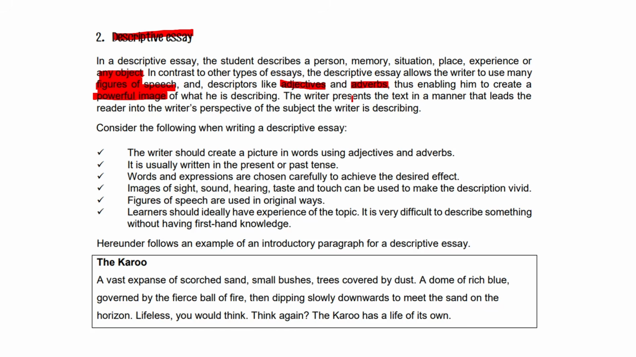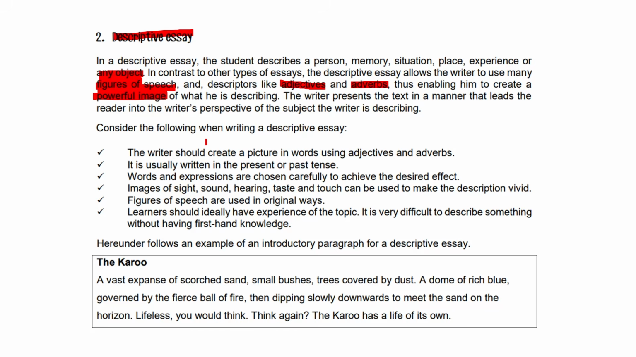Okay, it's like in Afrikaans, don't give every color that you use an intensive form. Potblauw, grasgroen. Don't overdo it. Just one or two is fine. Now, the writer presents the text in a manner that leads the reader into the writer's perspective of the subject that the writer is describing.